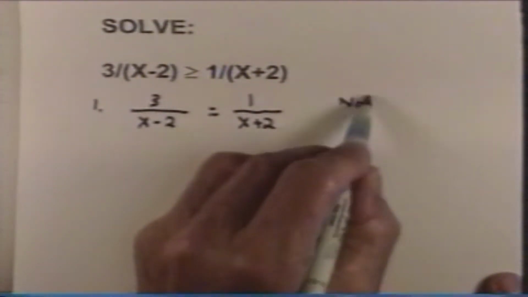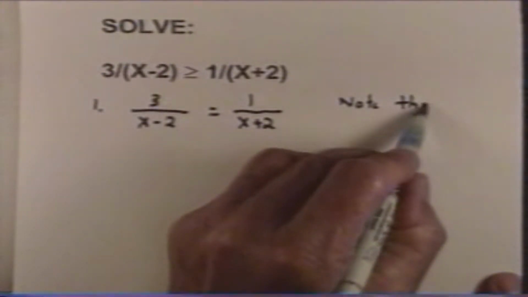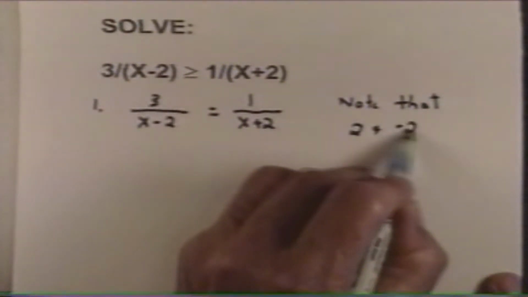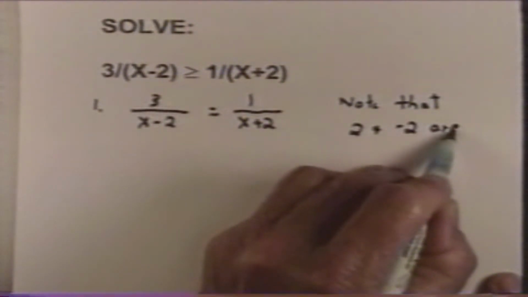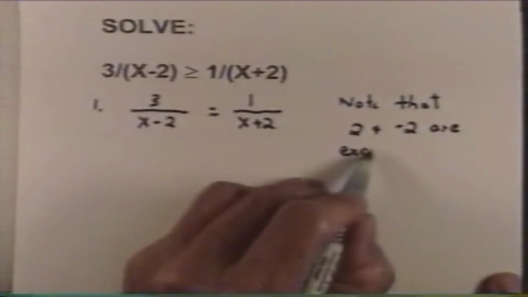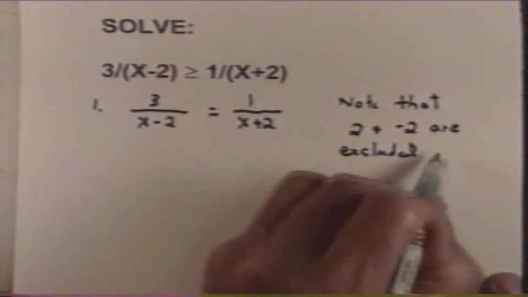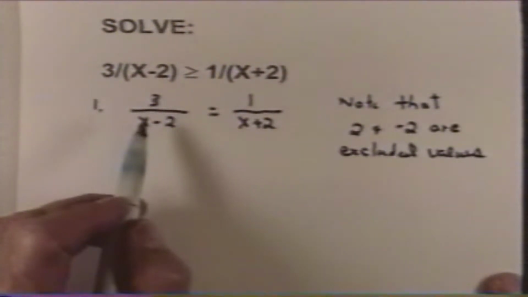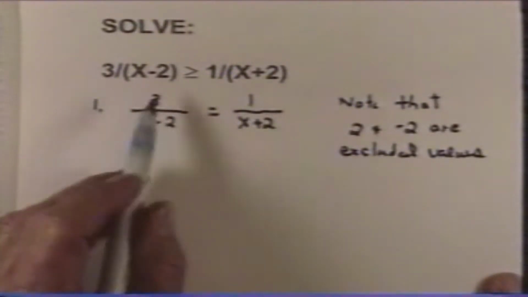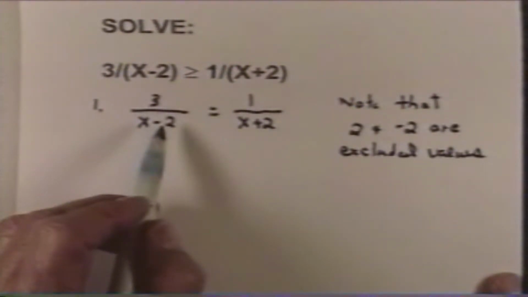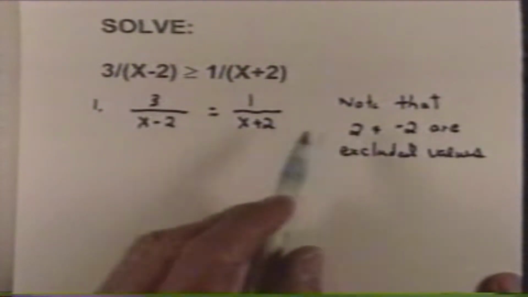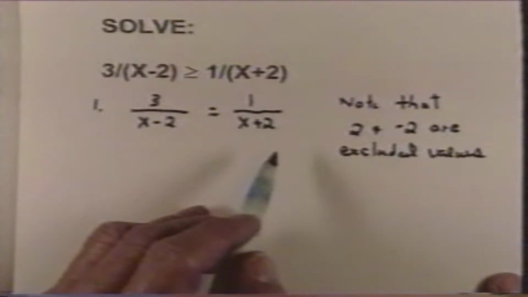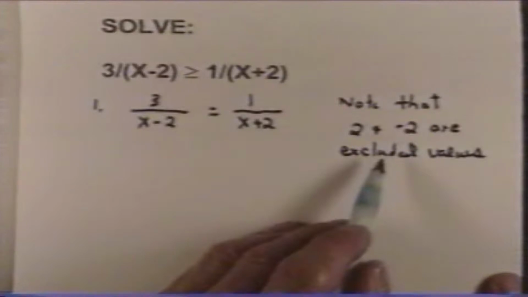And note that 2 and -2 are excluded values. If x is 2, I would have 3 over 2 minus 2, which would be 3 over 0, and division by 0 is undefined. If x is -2, -2 plus 2 is 0, I'd have 1 over 0, which is undefined. So 2 and -2 are excluded values.